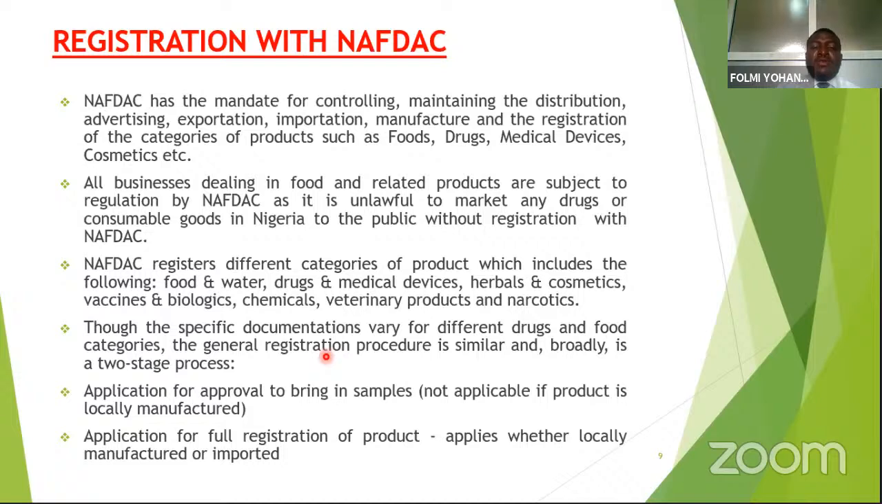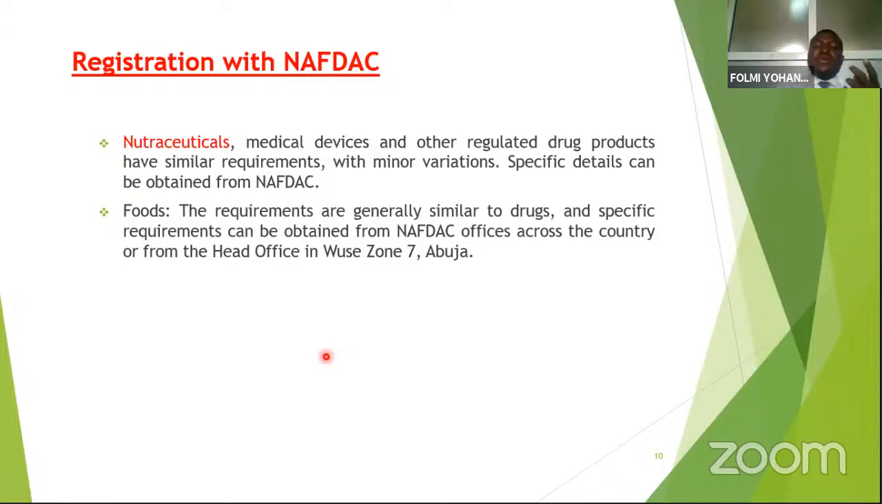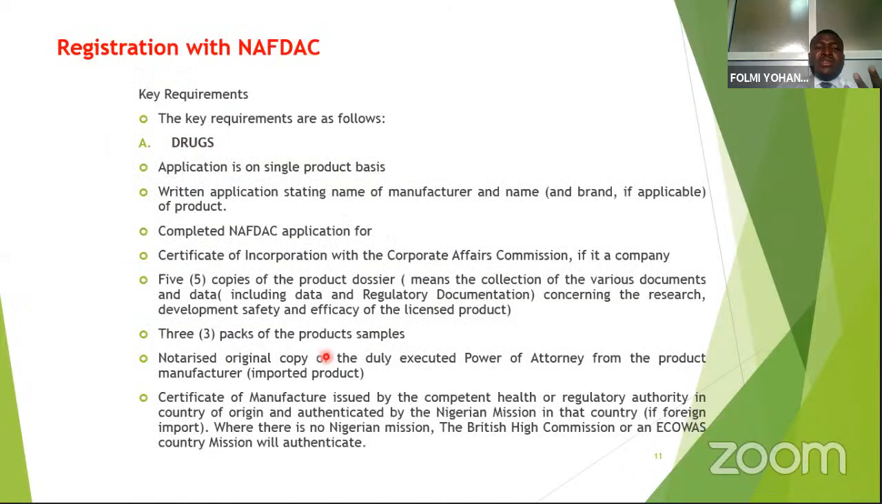NAFDAC will look at it, and after they approve, we'll look at some key requirements subsequently. Then you do the full application for the registration. For details, you can go to the NAFDAC office at Zone 7, but we'll still talk about some of the key requirements to register a drug. We are going to use drugs because we can't discuss all the categories of products. That's why, for details, you need to contact NAFDAC. If you can't do it yourself, there are agents around, lawyers, and other agents that can help you do such registration.